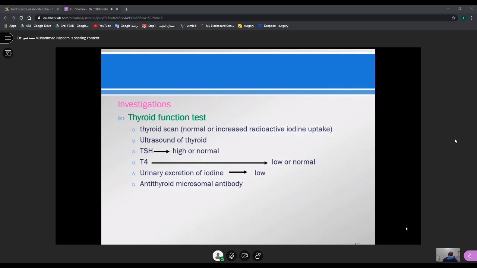TSH level will be high or normal, and T4 level will be low or normal. Urinary excretion of iodine will be low, and anti-thyroid microsomal antibody will be present in the blood.